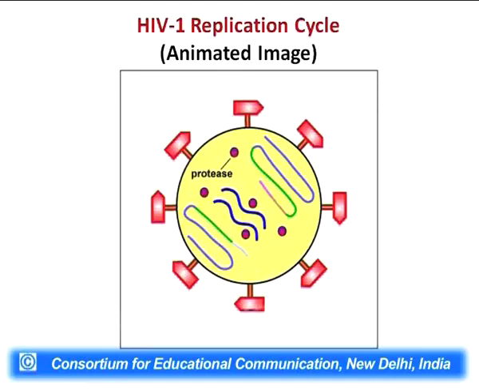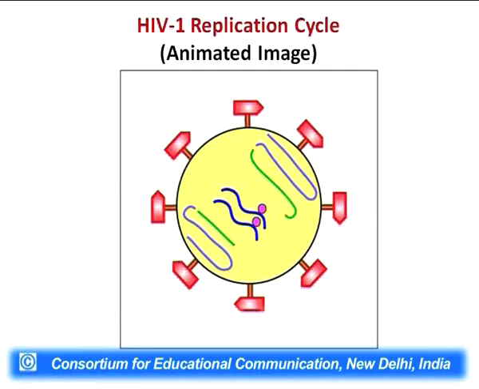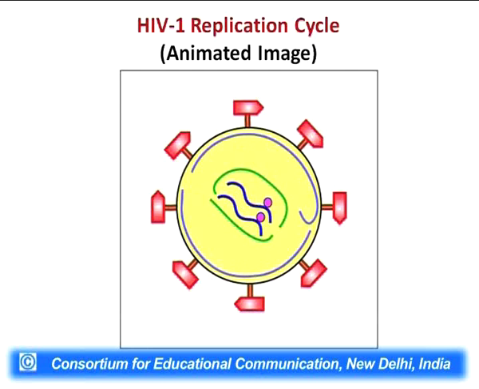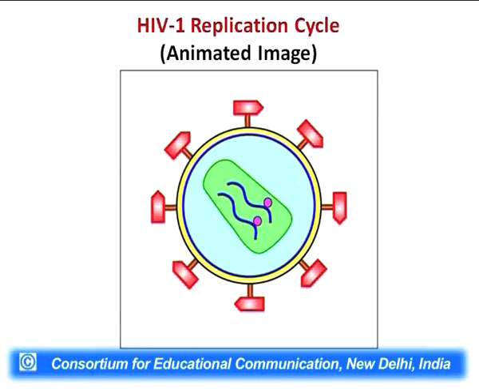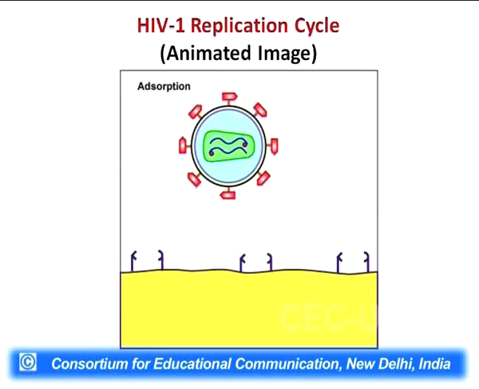In this maturation process, all the proteases, reverse transcriptase, nucleocapsid proteins, envelope proteins, everything is matured to form a fully formed HIV virus. Now the HIV virus is released from the parent cell, and this HIV virus can go and infect a fresh T helper cell. So this is how the whole replication process takes place.